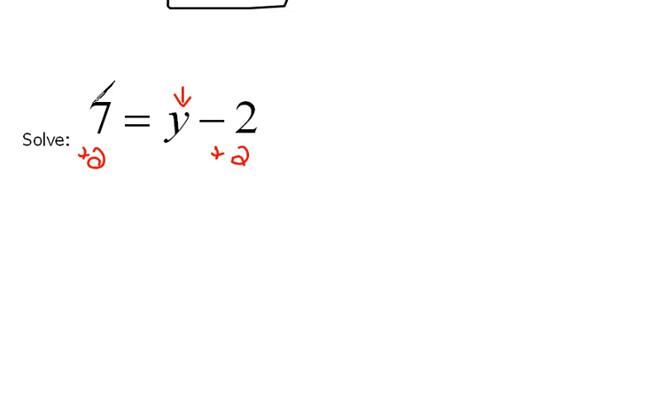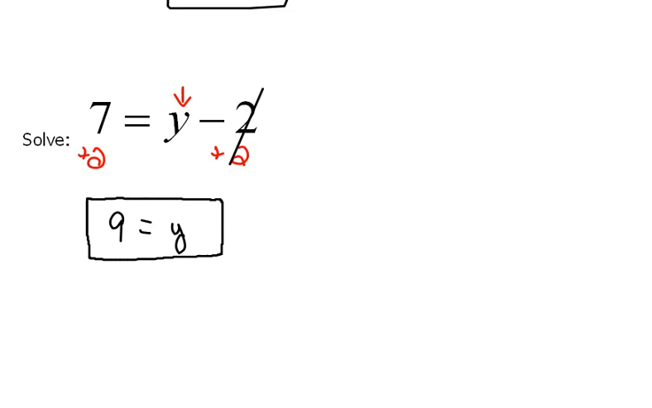Now, over here on the left-hand side of the equal sign, we have 7 plus 2, which would be 9. And then over here we have y minus 0, because minus 2 plus 2 is 0. So we just have y on the right-hand side. That tells us that our y is actually 9.